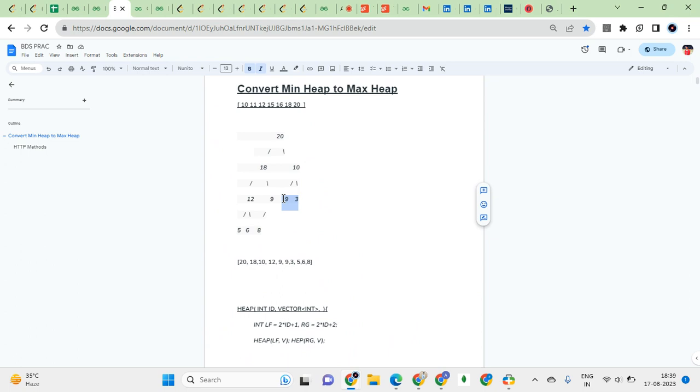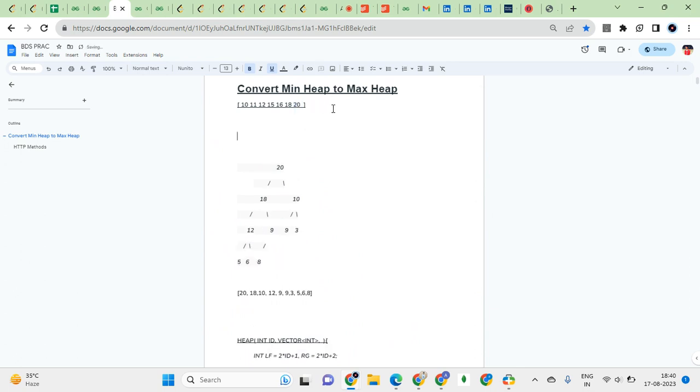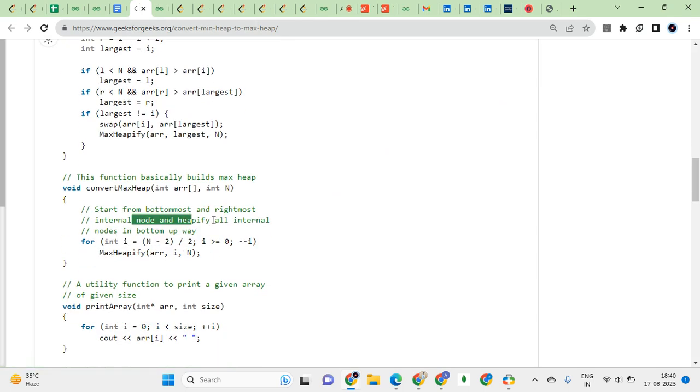The main idea is that this is the last node whose child is this. If you want to find, for id, who are the left and right children, you do 2id plus 1 and 2id plus 2. For id, if you want to find the parent, you do id minus 1 divided by 2. So that is what they are doing: starting from the rightmost, bottommost internal node, and heapifying all the internal nodes.